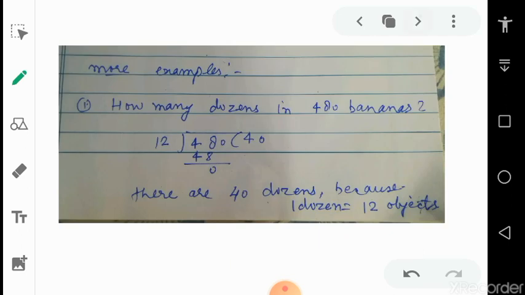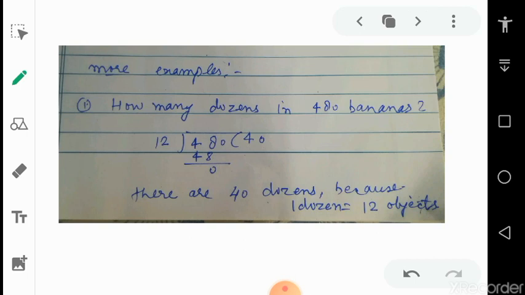And next, there are a few more examples which are important. How many dozens in 480 bananas? As you know, 1 dozen equals 12 objects. If you have something in a number of 12, it is 1 dozen. If you have 12 pens, you have 1 dozen. If you have 12 mangoes, it is 1 dozen. So to convert a number into dozens, we will divide by 12 only.